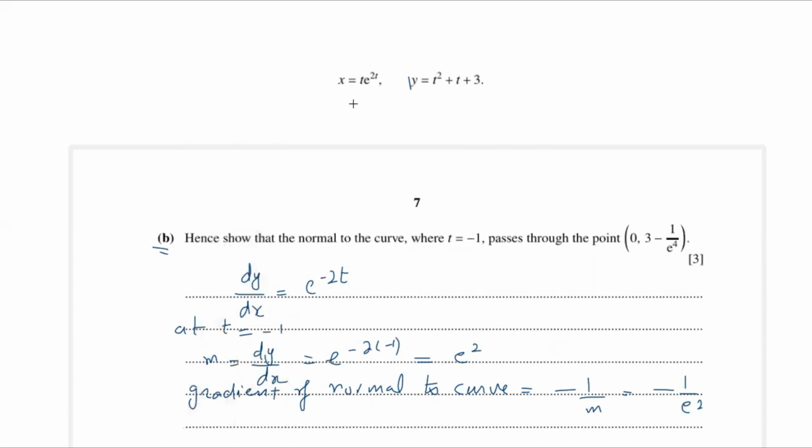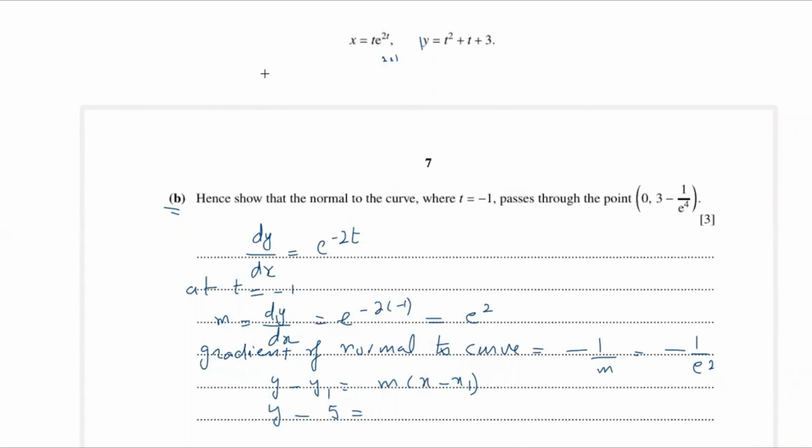The parametric equation of the curve is x equals t e power 2t and y equals t square plus t plus 3. Now we put the value t equals minus 1: x will be equal to minus 1 into e power minus 2, and y will be equal to minus 1 square minus 1 plus 3. That value equals 3, and x equals minus 1 over e square.